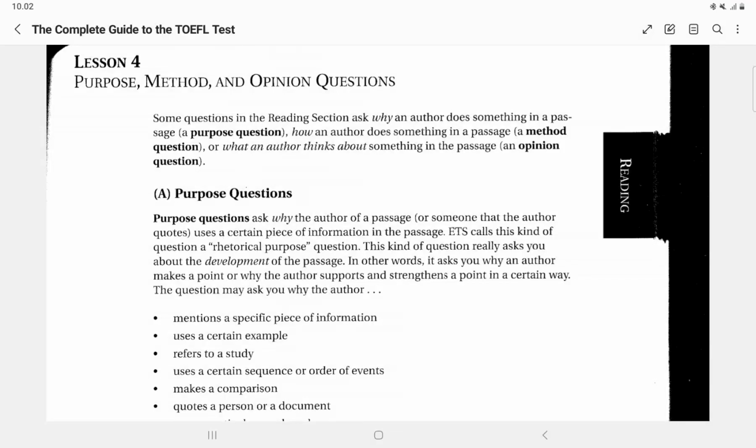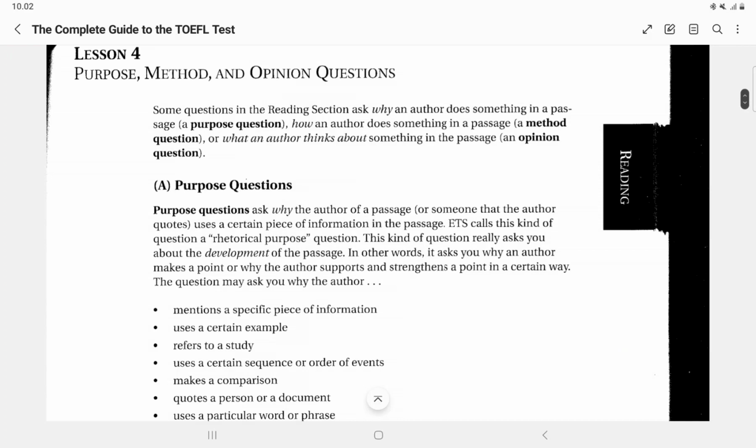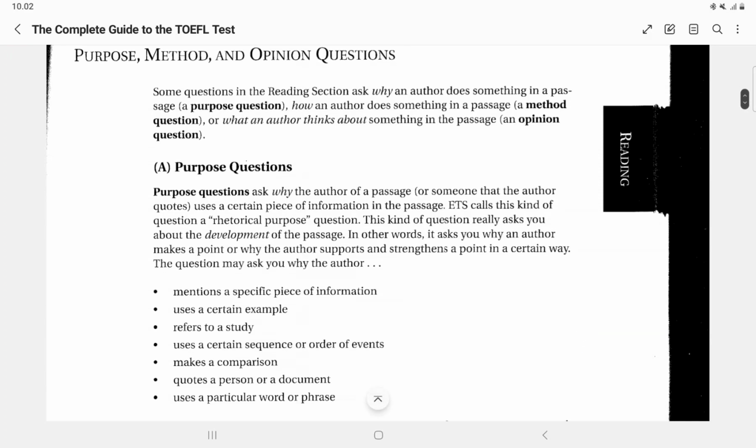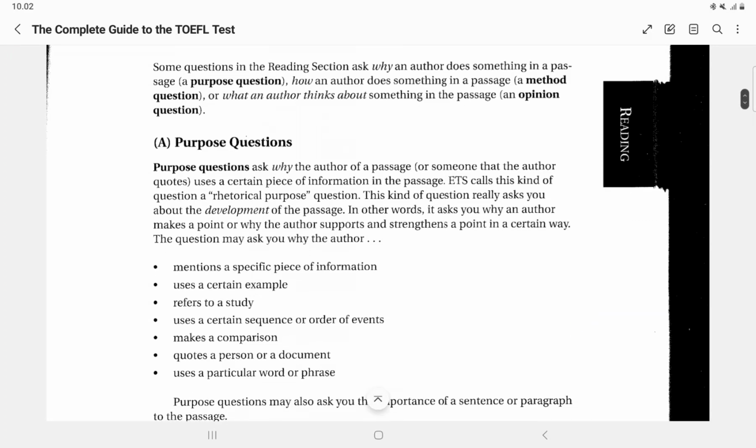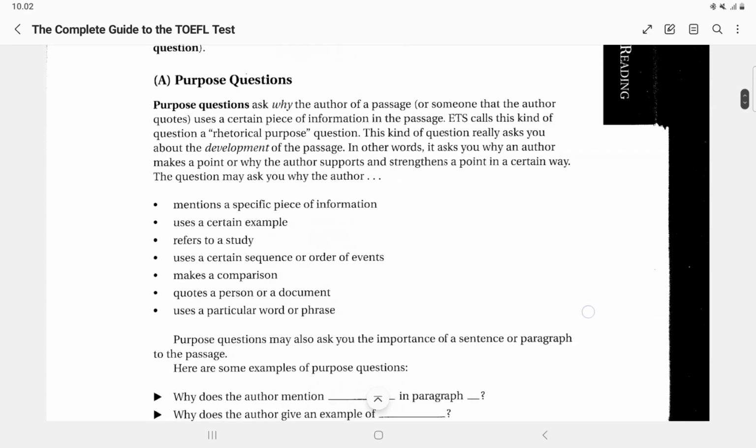This is the complete guide to the TOEFL test, lesson 4: purpose, method, and opinion questions. Some questions in a reading section ask why an author does something in a passage, a purpose question. How an author does something in a passage, a method question. Or what an author thinks about something in a passage, an opinion question.